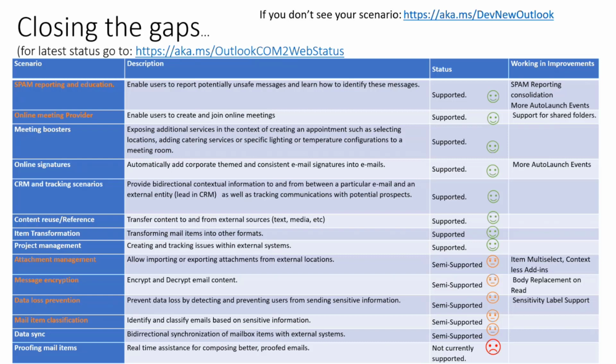We ended up with a bunch of security types of add-ins, which are by far the most important segment. As you can see, a lot of our investments are towards satisfying those scenarios. But we also have spam reporting, online meeting providers, and add-ins that we call meeting boosters, which add additional functionality to appointments, like selecting locations or adding catering services. There are also add-ins that provide capabilities to specify lighting or temperature configurations for a meeting room, and so on and so forth. This list is basically telling you three things.